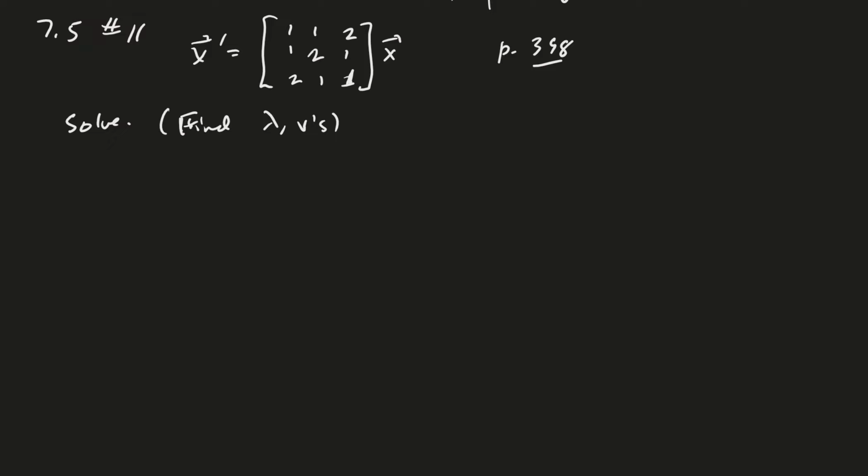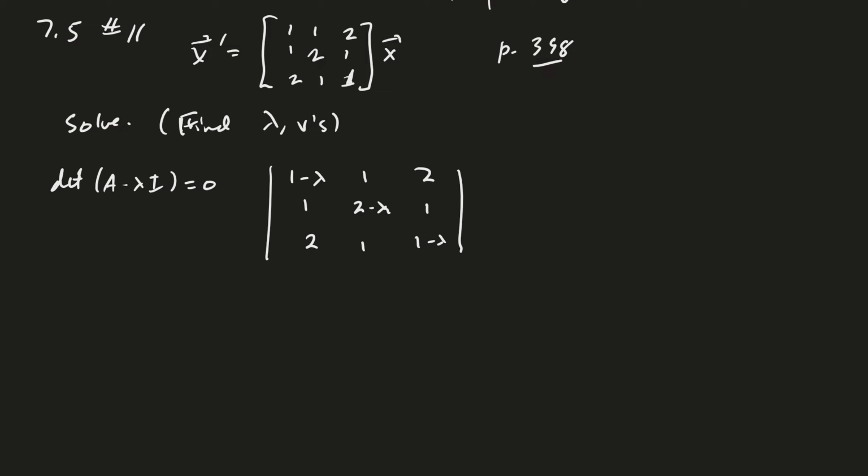Okay, so we need the determinant of A minus lambda I to be equal to 0. And so our determinant here will be 1 minus lambda, 1, 2, 1, 2 minus lambda. So there's no shortcut on this one. Okay, so that means I'll start, maybe I'll expand across just the first row here. 1 minus lambda. Does everybody remember how to do this?